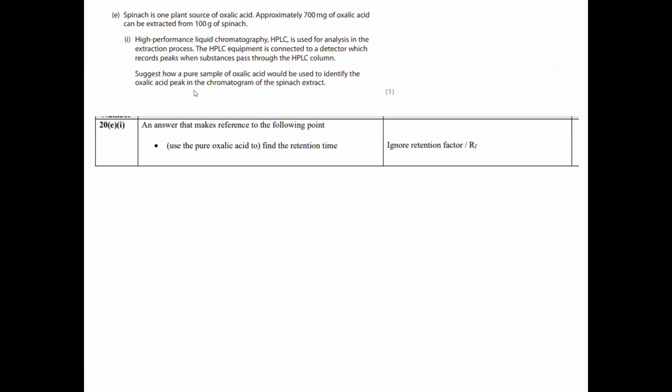The next part says spinach is one plant source of oxalic acid. Approximately 700 milligrams of oxalic acid can be extracted from 100 grams of spinach. So if you take 100 grams of spinach, you get 700 milligrams of oxalic acid. High performance liquid chromatography, HPLC, is used to analyze the extraction process. The HPLC equipment is connected to a detector which records peaks when substances pass through the HPLC column. Suggest how a pure sample of oxalic acid would be used to identify the oxalic acid peak in the chromatogram of the spinach extract.